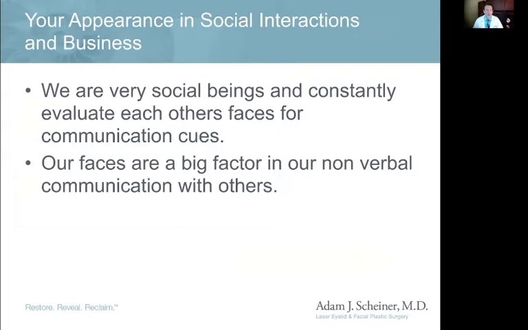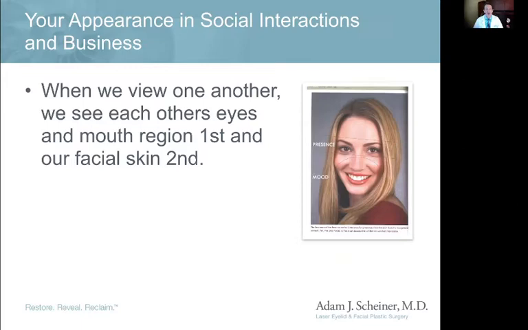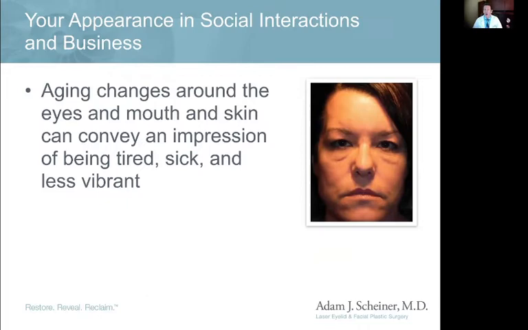So our faces, as I say, are a big factor in nonverbal communication. I talked about the fact that 7% is what I'm saying, 38% is my verbal tone, and 55% is, well, you can see me now, right? My facial expressions and body cues and such. So we see each other, we look at the eyes and facial skin first, and our subconscious brain tells our conscious brain how we feel about what we saw in those areas. Aging changes around the eyes, mouth, and skin can convey an impression of being tired, sick, and less vibrant.